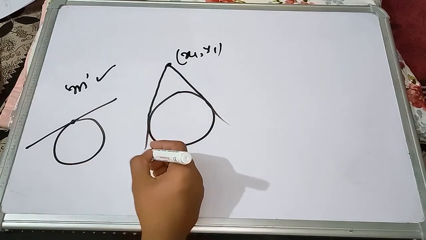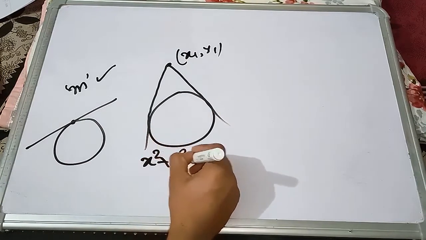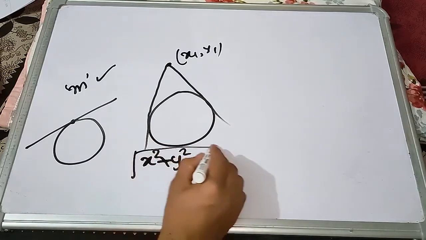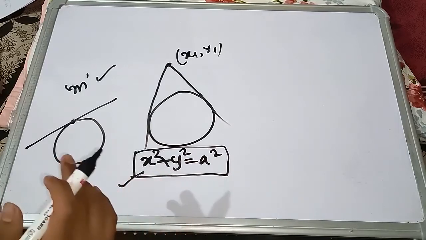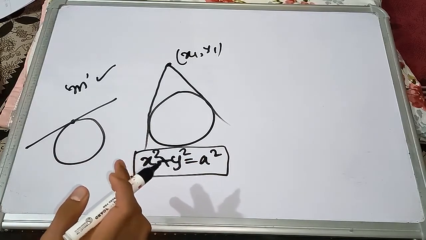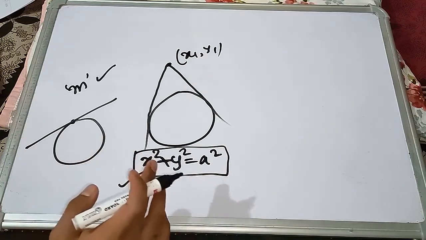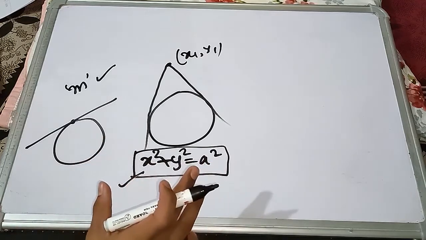Again, let us consider this circle to be x square plus y square equals a square. Why do we consider this every time? Because this is the simplest form of the equation of the circle, and if you learn to apply things with this formula, you can extrapolate your knowledge and apply it to other questions, and most of the questions are generally based upon this basic formula.